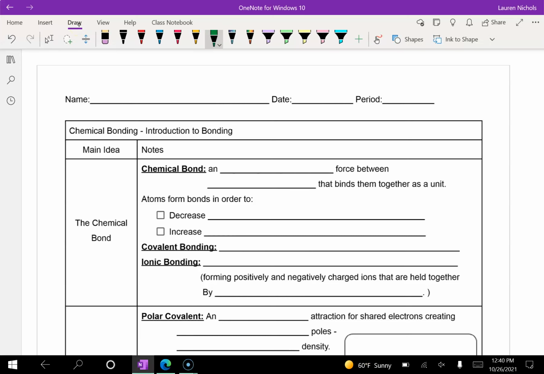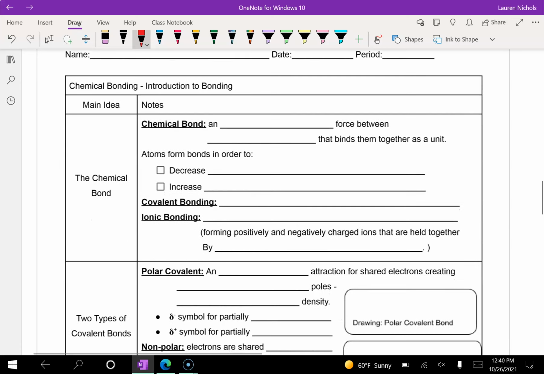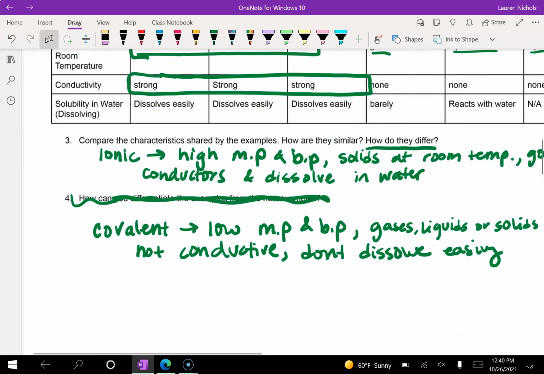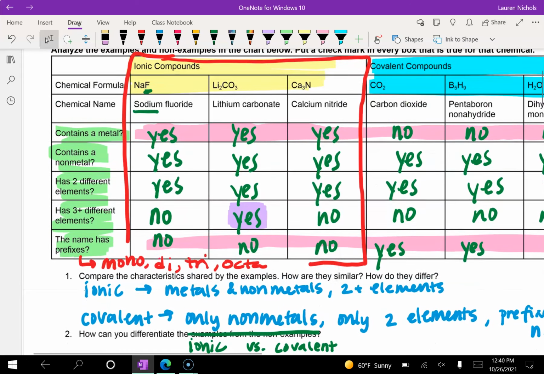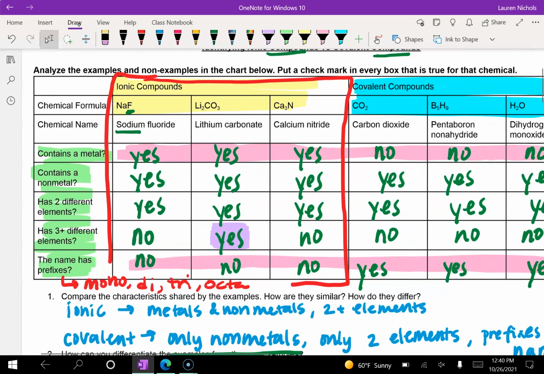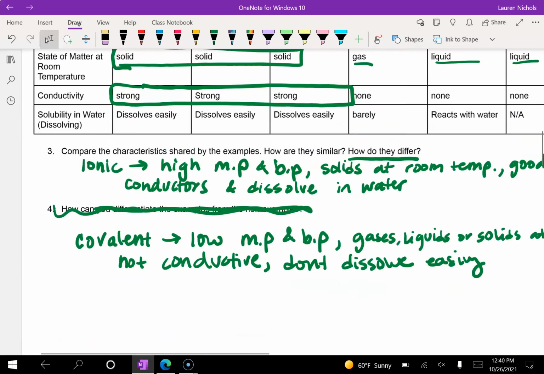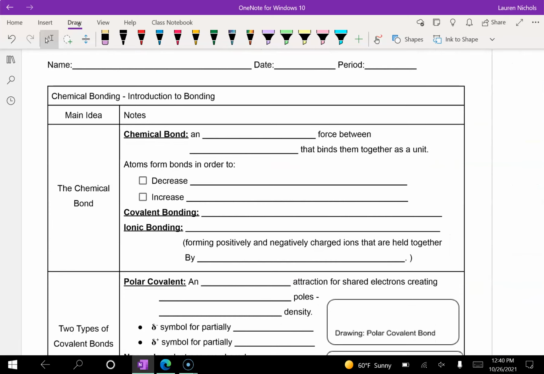Hi everyone, so this is part 2 of our bonding video for lesson 1, and we're going to get into just like the main notes. So in part 1 you were looking at the physical and chemical properties of ionic versus covalent compounds and how to identify what makes something ionic and what makes something covalent. And so now we're going to get into that in a little more detail.